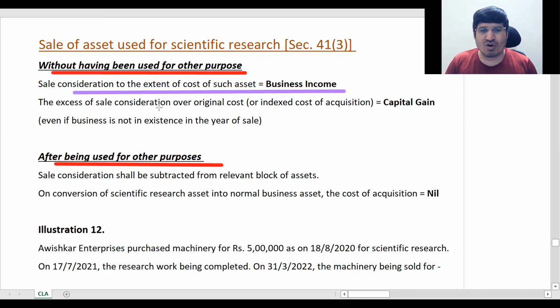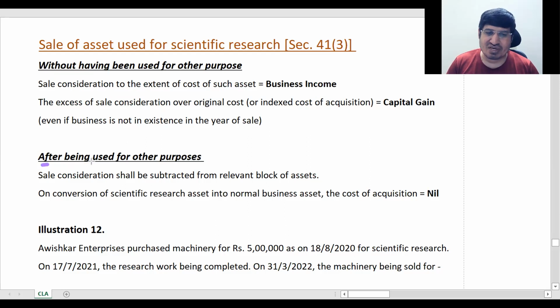Okay, and over original cost will be capital gain, just as we saw little earlier. Okay, so this is also वही जो अपना balancing charge वाला point, same thing. Okay, and the second point is you have brought it into your business as a business asset after your scientific research is over. Then what will happen? You have to add it to your block of asset. You will add it to your block of asset. Okay, what will be the value? 0. WD will be 0 because you have got 100% deduction.